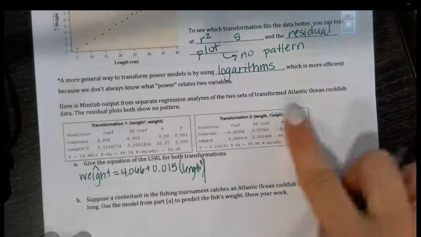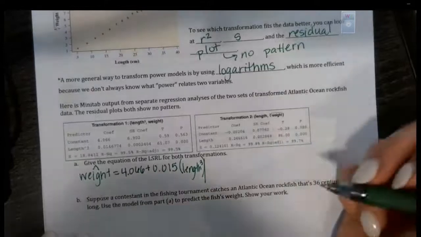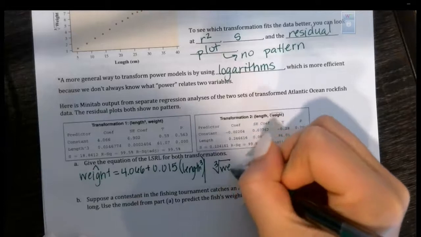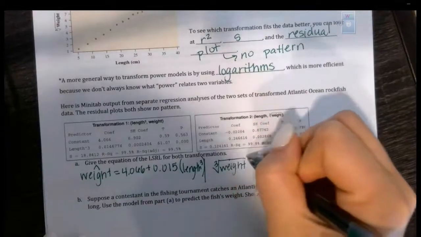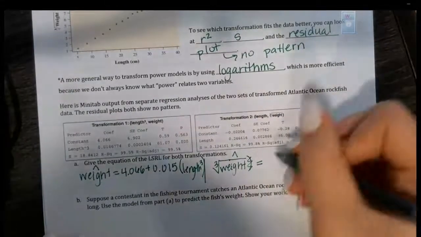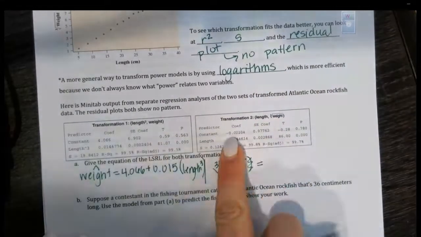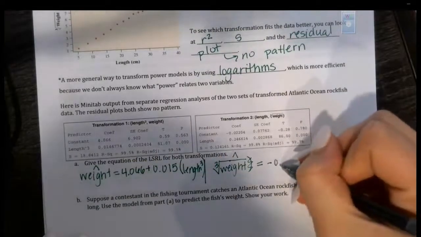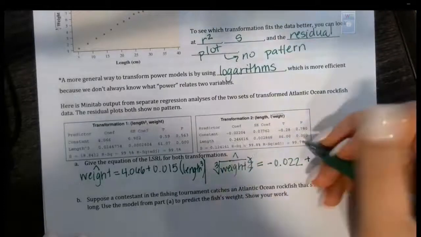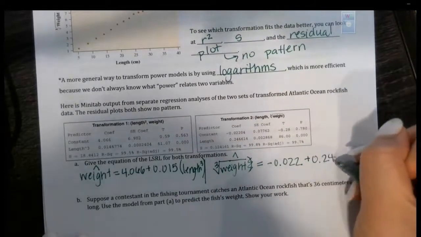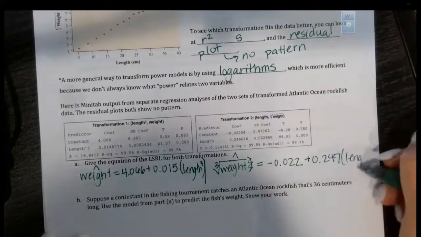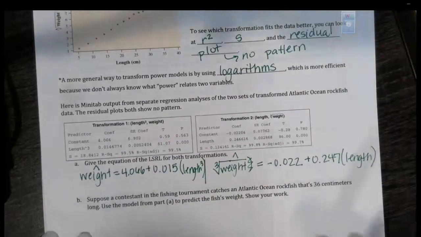Same thing with this one over here. We have that the cube root of weight is equal to, in this case our constant is negative, so negative 0.022 plus our slope 0.247, and then our x value is the length.